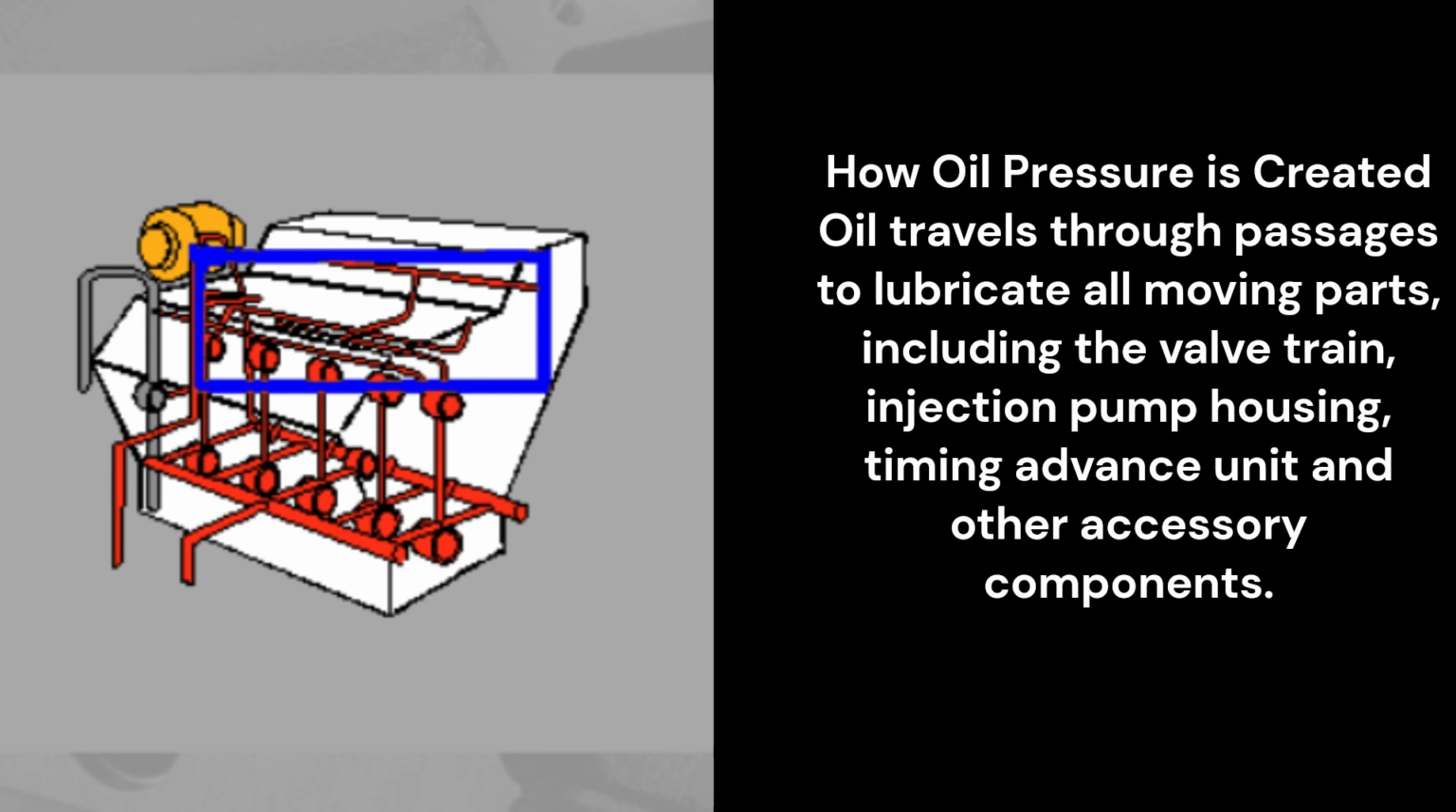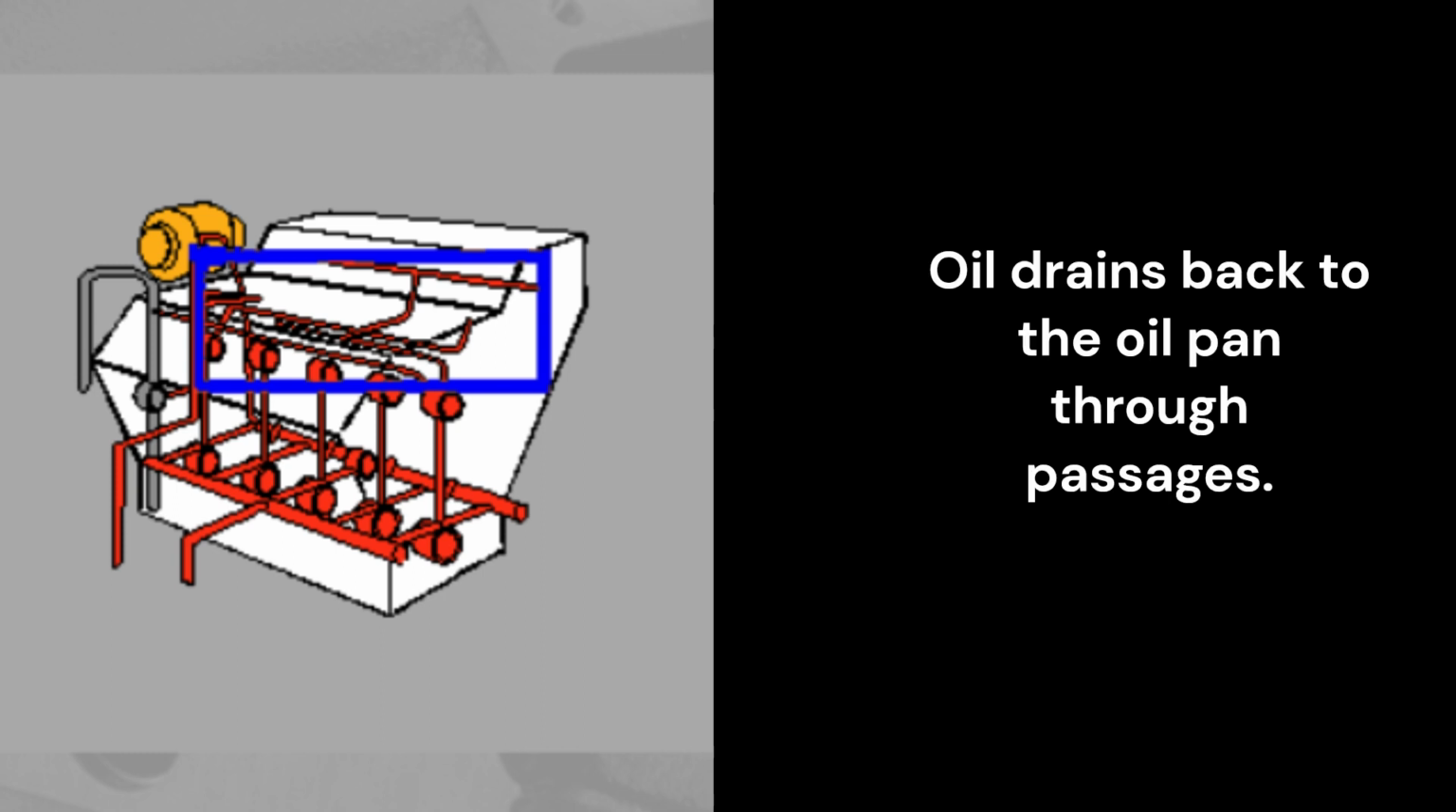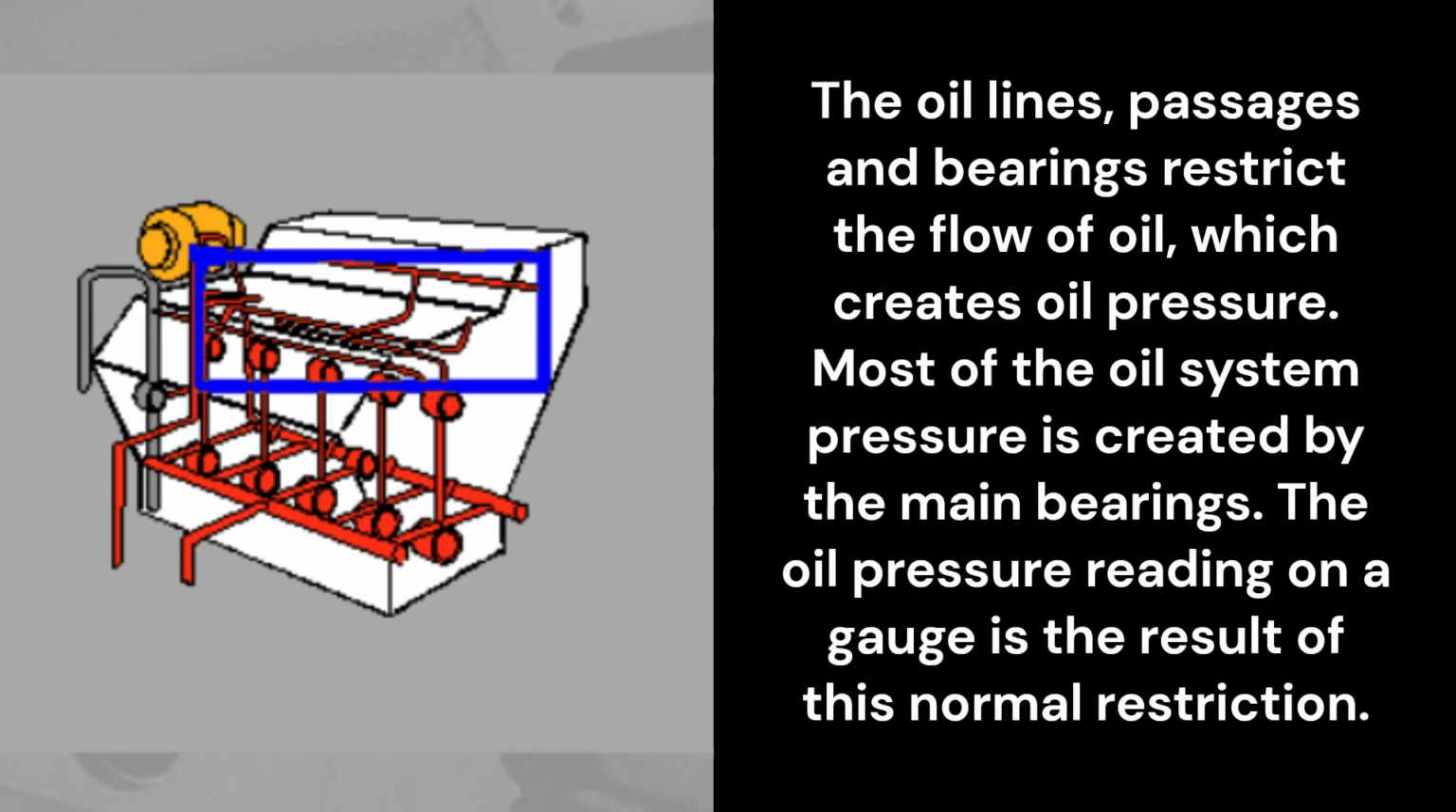How oil pressure is created. Oil travels through passages to lubricate all moving parts, including the valve train, injection pump housing, timing advance unit, and other accessory components. Oil drains back to the oil pan through passages. The oil lines, passages, and bearings restrict the flow of oil, which creates oil pressure. Most of the oil system pressure is created by the main bearings. The oil pressure reading on a gauge is the result of this normal restriction.